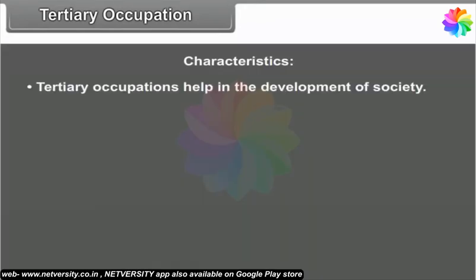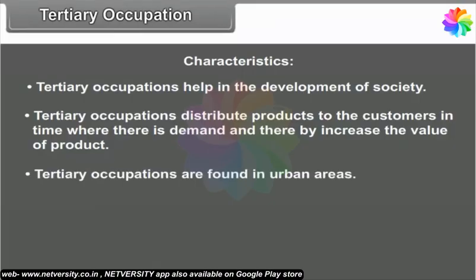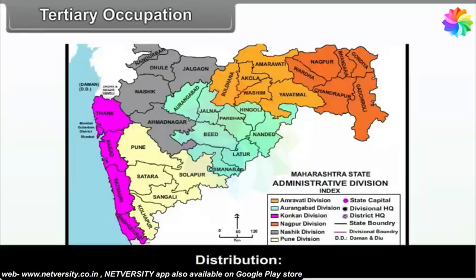Characteristics. Tertiary occupations help in the development of society. Tertiary occupations distribute products to the customers in time where there is demand and thereby increase the value of the product. Tertiary occupations are found in urban areas. Number of people working in tertiary occupation is more in the developed regions.